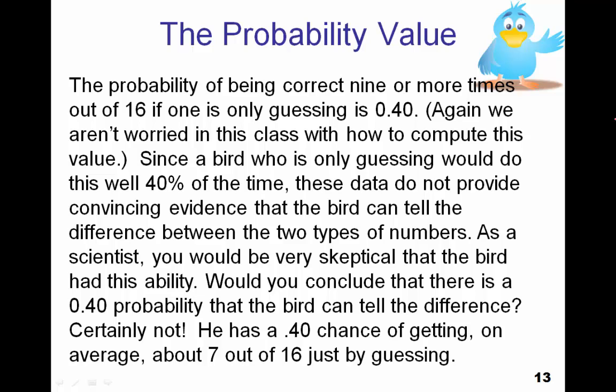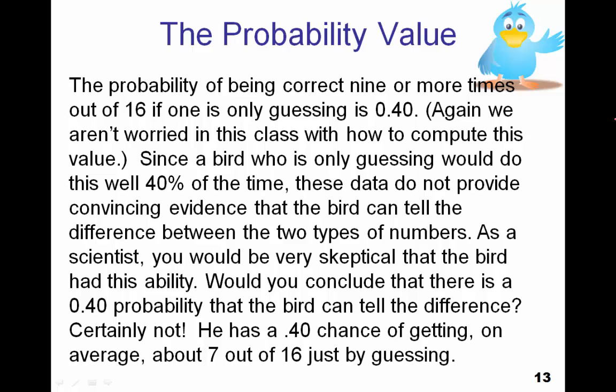Again, we're not worried in this class with how to compute this value. Since a bird who is only guessing would do this well 40% of the time, these data do not provide strong evidence that the bird can tell the difference between the two types of numbers. As a scientist, you would be very skeptical that the bird had this ability.